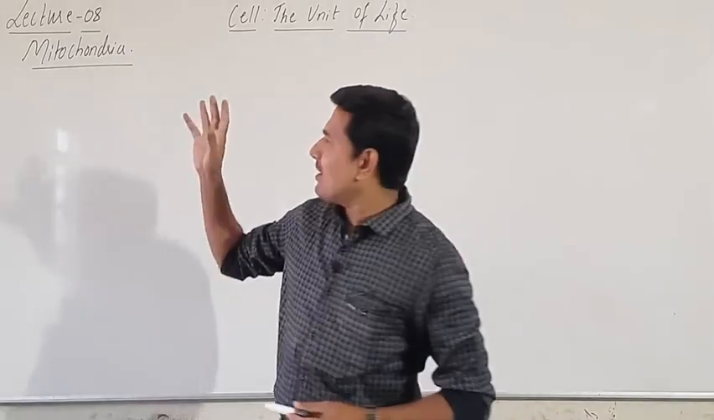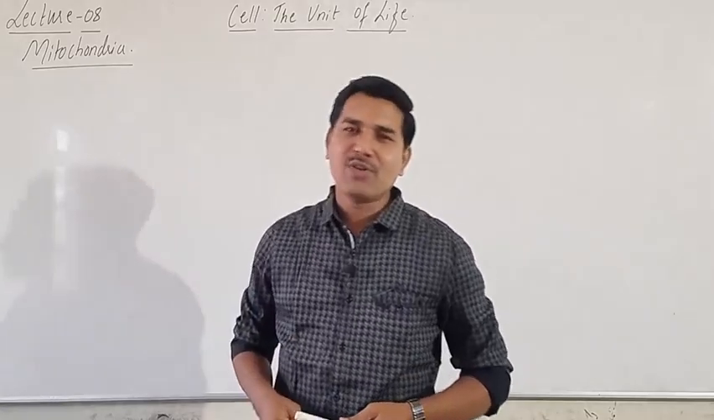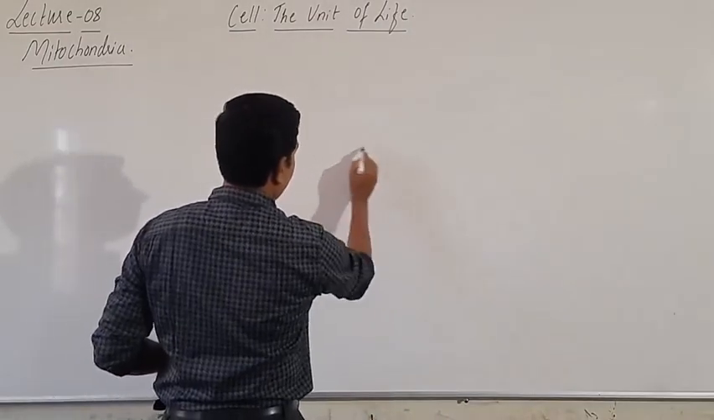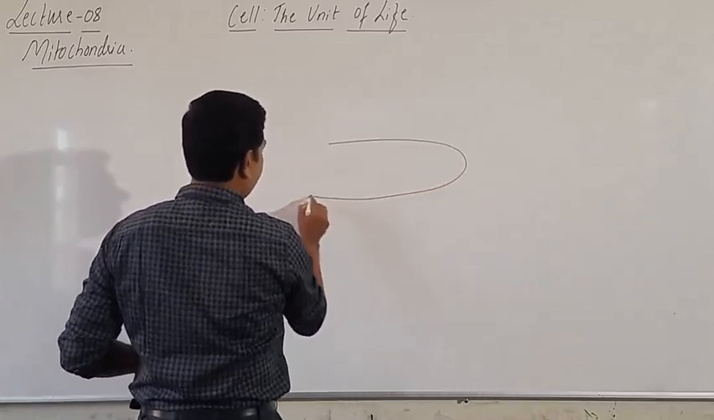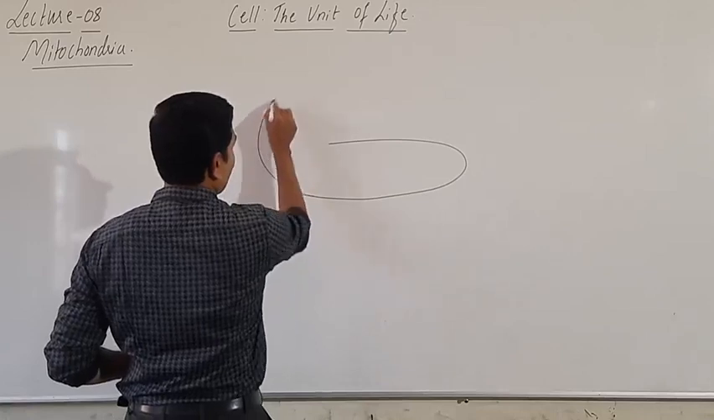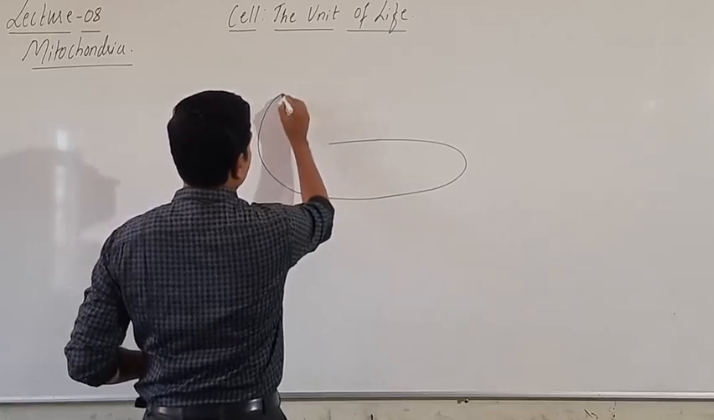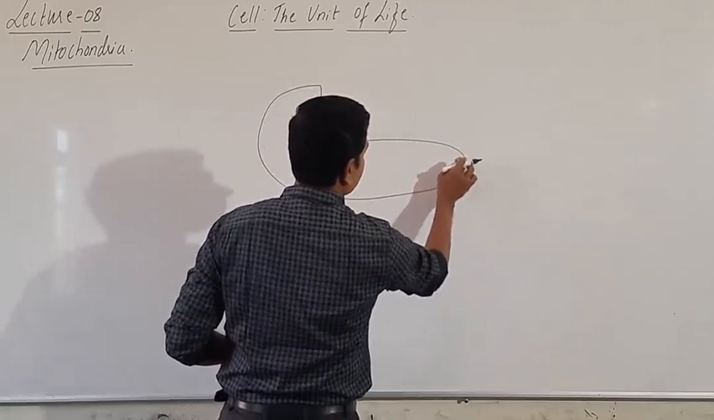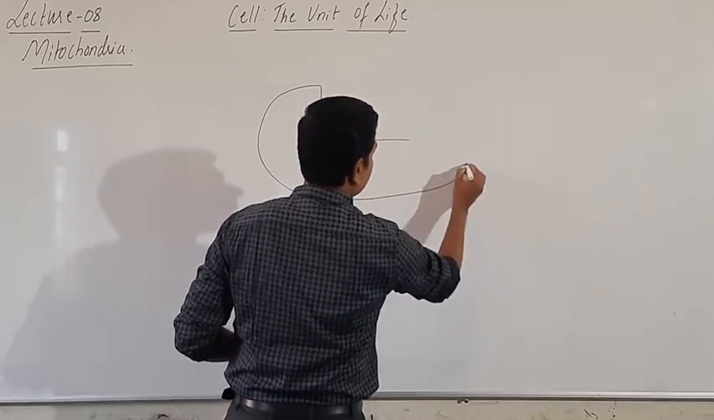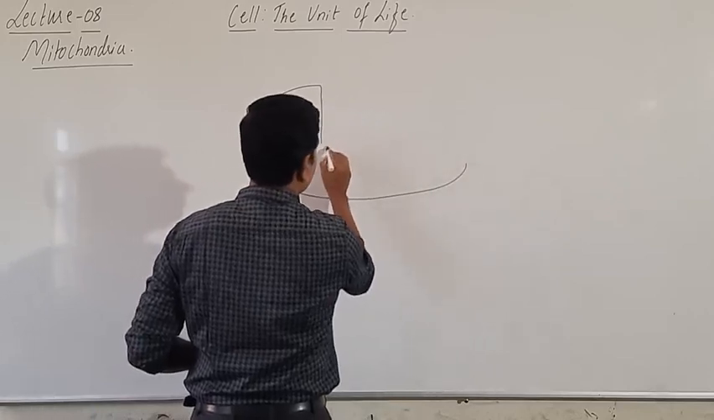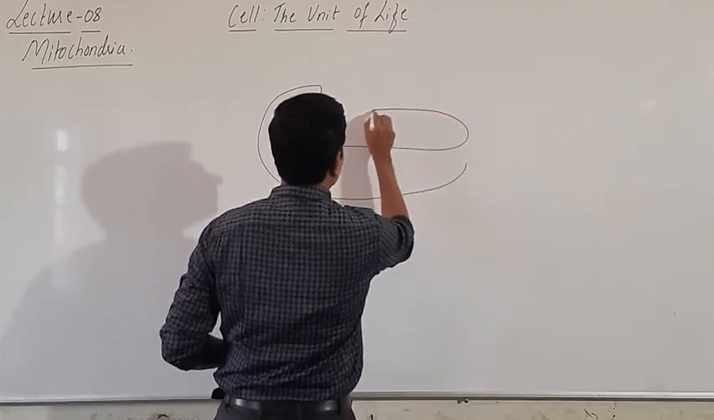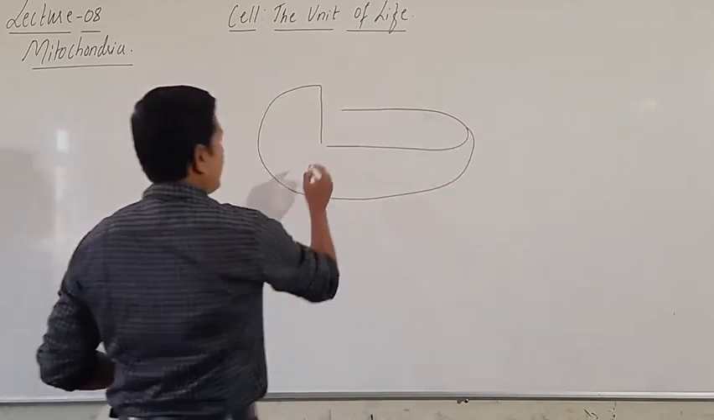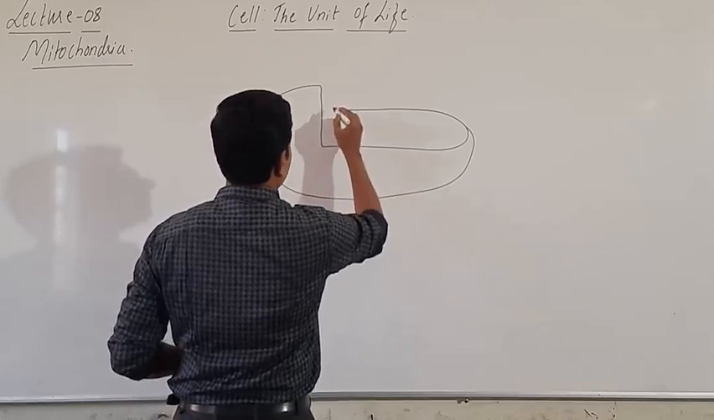Now regarding the mitochondria, we have the diagrammatic representation. Later on we will go with all the characters. Now in the diagrammatic representation of the mitochondria, we can go with the 3-dimensional diagram also. So this is the structure of the mitochondria, which is present in the form of a sausage.